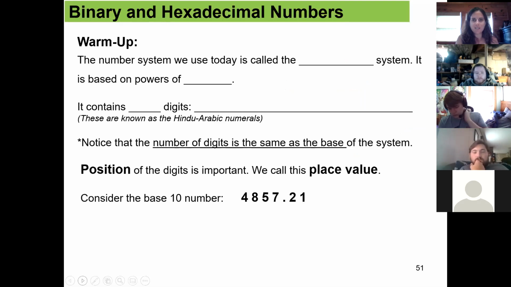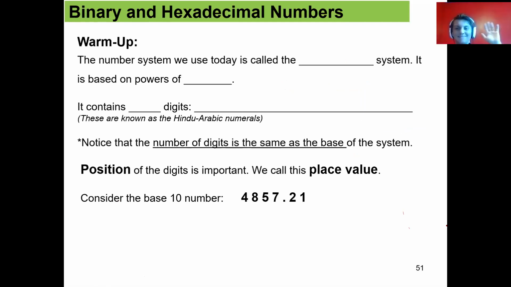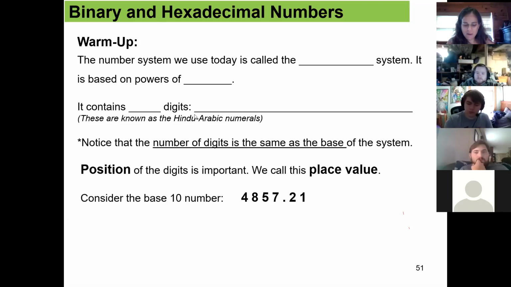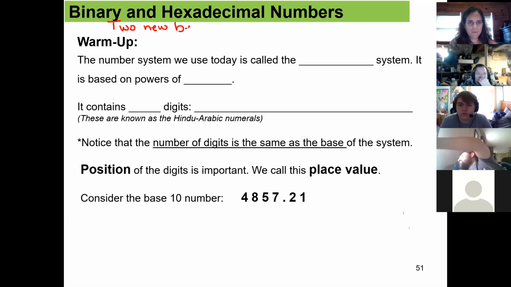So binary and hexadecimal numbers. Anyone ever worked in binary? I mean, you've heard of binary. Anyone work in binary before? Who are my computer people? Computer science, computer programming. Okay, so Dan, anybody else? I can't really see. Okay, you too, Kieran. Yeah, nice. All right, awesome. And then hexadecimal, we'll talk about that too, okay? So, just to warm up before we start, these are 2 new base systems for us to work with.